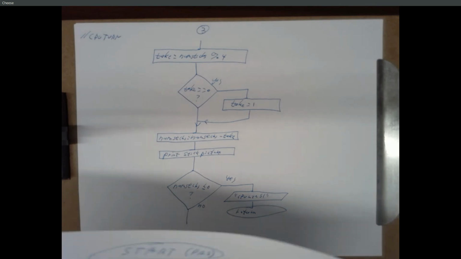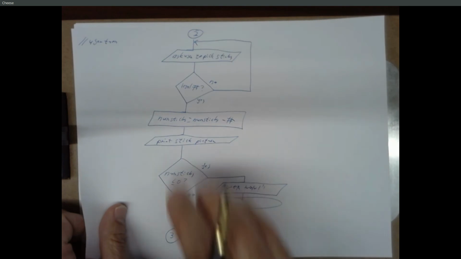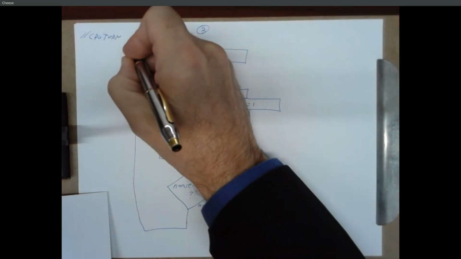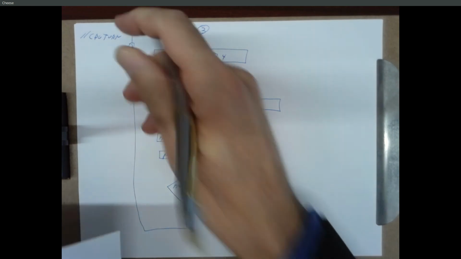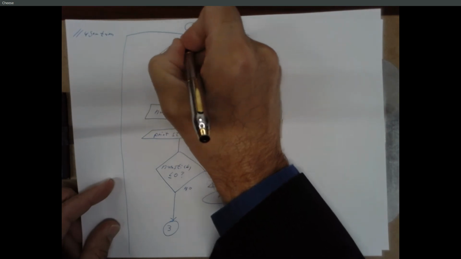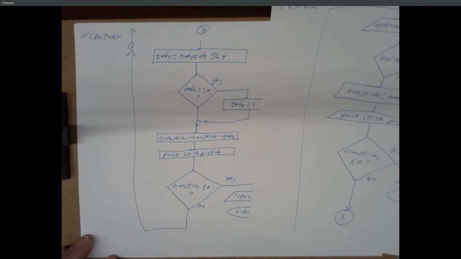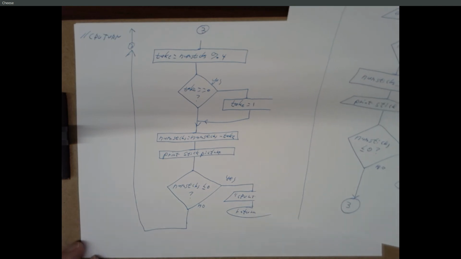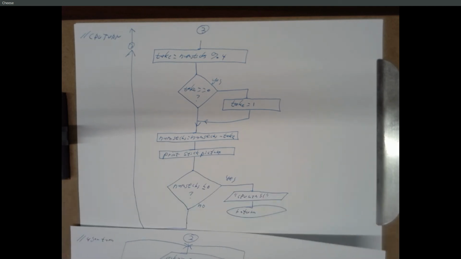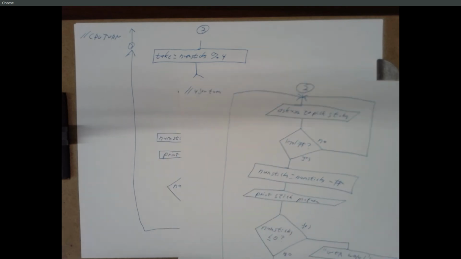If not, then it's the user's turn again, which means I'm going to go all the way back up to here. So go up to 2. Back up to the top. So that's PA2. And this, I would say, is probably a good level of detail for a flowchart.